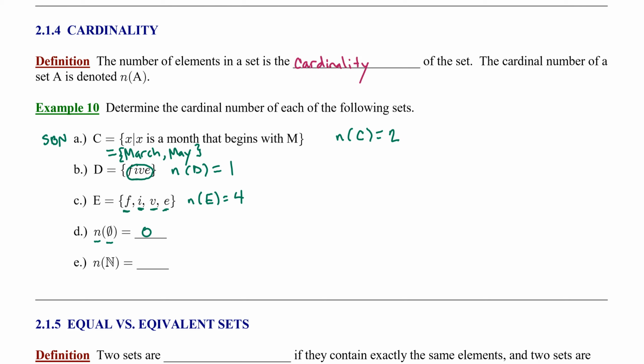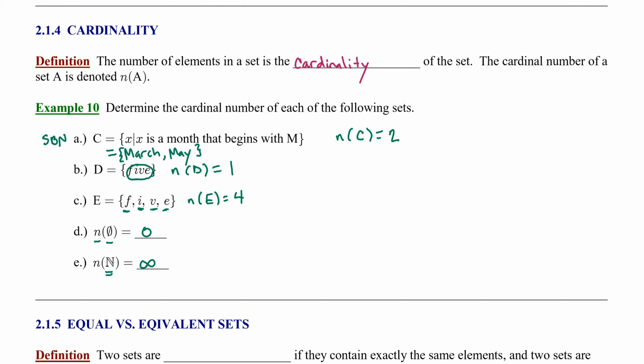And finally, the cardinal number of the natural numbers. Remember, the natural numbers are the counting numbers. If we want to count the counting numbers, we would start with 1 and then go to 2, 3, 4, 5, and we would continue counting forever. So this is a cardinal number that is infinite. We can use the infinity symbol here to represent the idea that this is an infinite set.